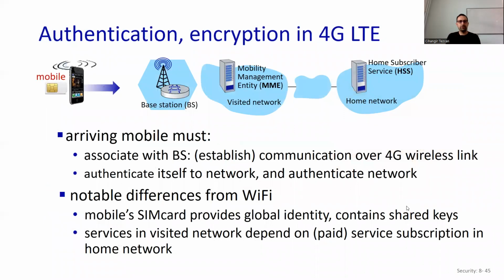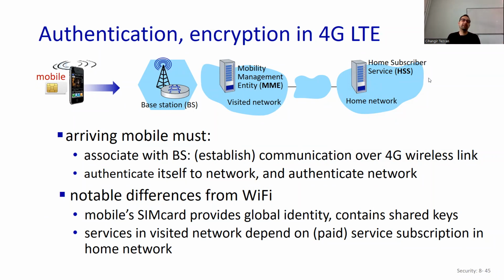Let's move on to 4G. The idea is simple, but now the hardware is different actually. So instead of an access point, we have a base station. So the ranges are longer now. And instead of an authentication server, we have HSS, home subscriber service. Also, we have the mobility management entity, MME. This is the visited network.